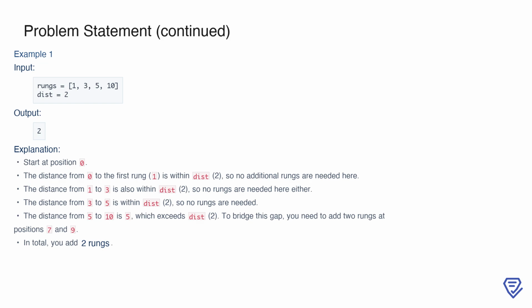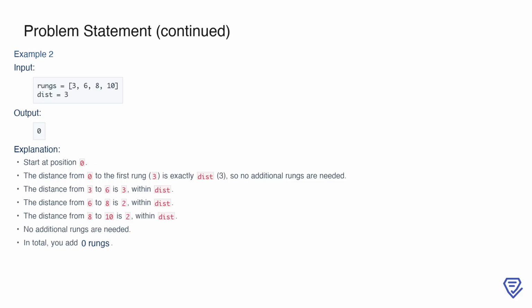However, the distance from 5 to 10 is 5, which is greater than dist. To bridge this gap, you need to add two intermediate rungs, one at position 7 and another at position 9. This ensures that the maximum distance between consecutive rungs is no more than 2. In total, you add 2 rungs, so the output is 2.